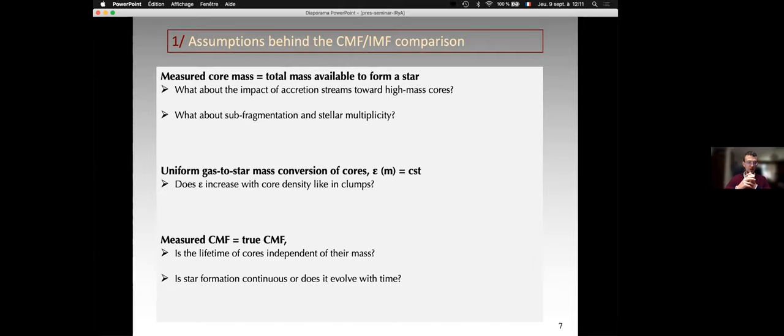And the third assumption is that the core mass function that we measure is the true core mass function, but there could be some variation of the lifetime of cores, with their mass, for instance. The IMF is affected by some effect. What about the star formation? Is it continuous or does it evolve with time? So you see that we can question the assumptions behind this comparison.